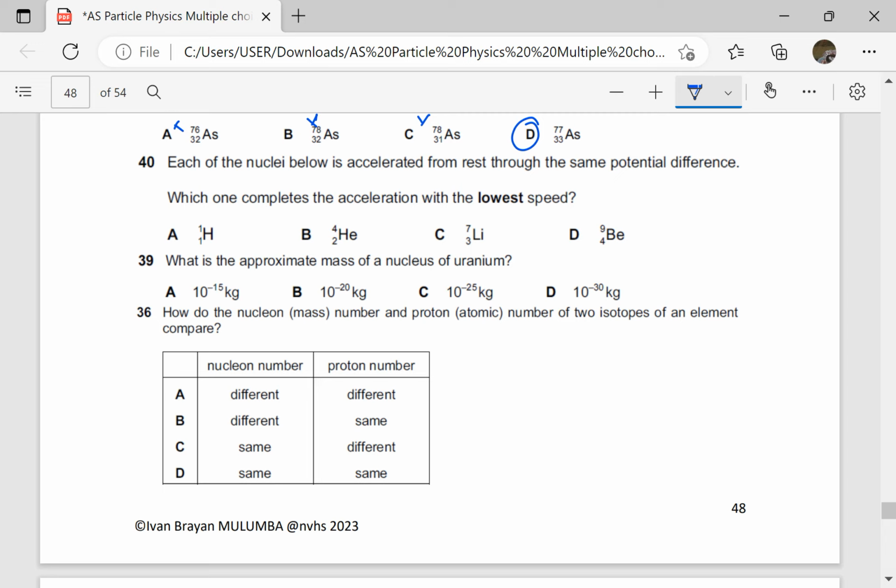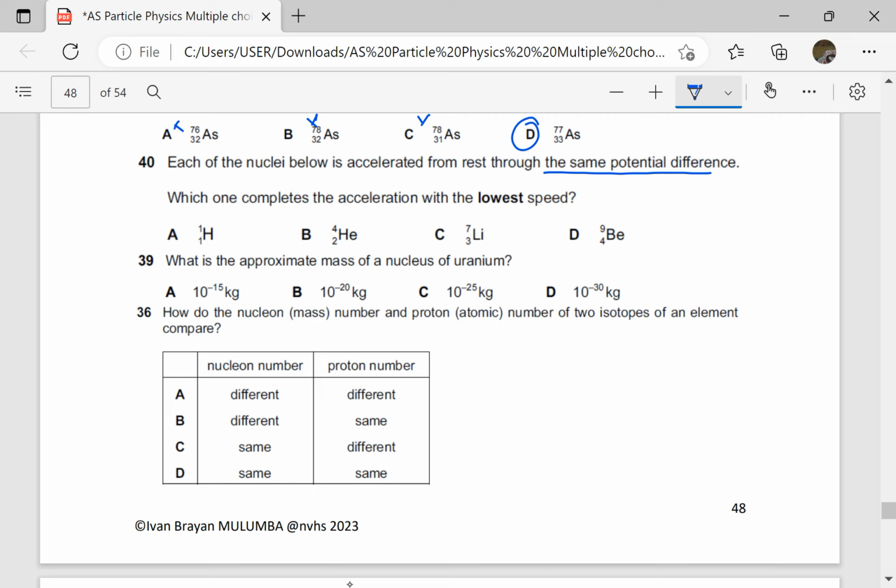Each of the nuclei below is accelerated from rest through the same PD. Which one completes the acceleration with the lowest speed?